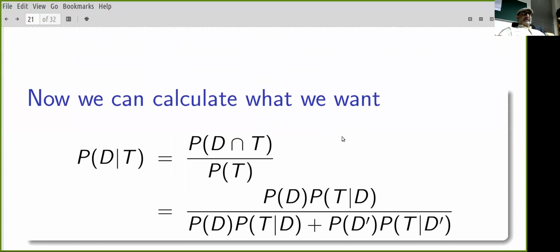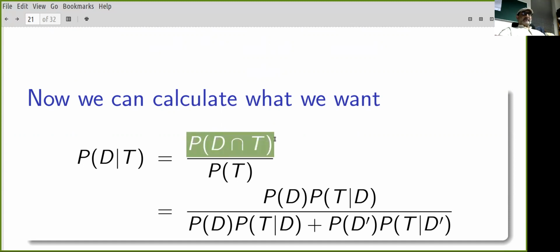Now we can have a partition. We have D and D complement as a partition. Any event E and E complement would partition the sample space. Okay, so what do we want? We want the probability of D given T. By our definition, that's the probability of D intersection T divided by the probability of T.